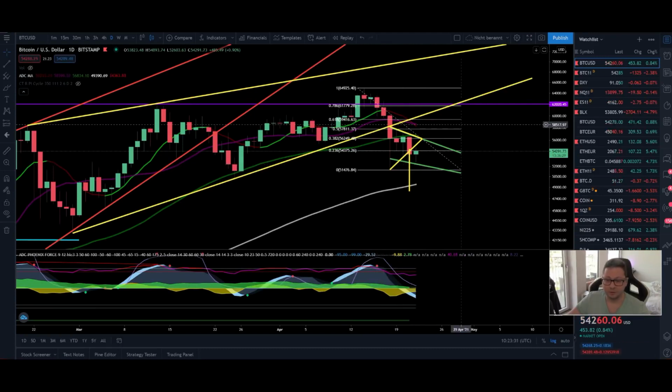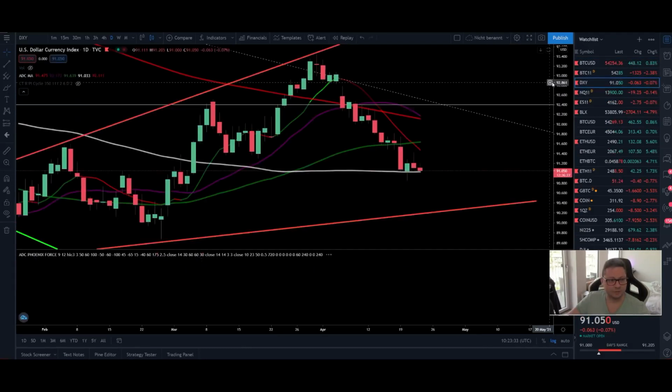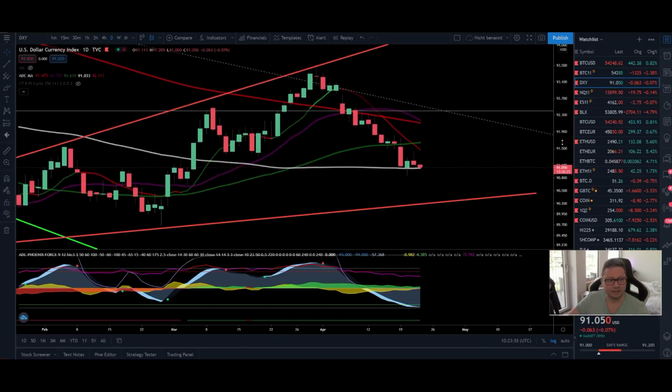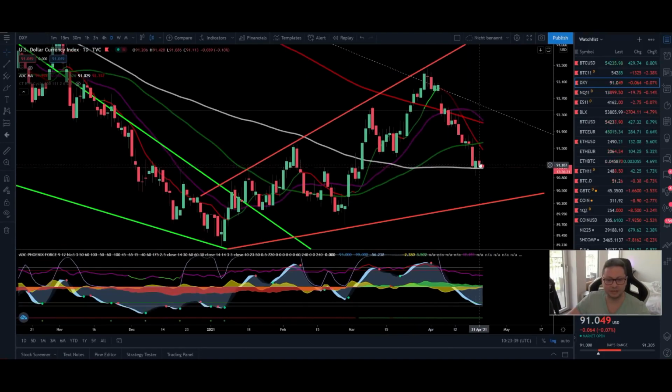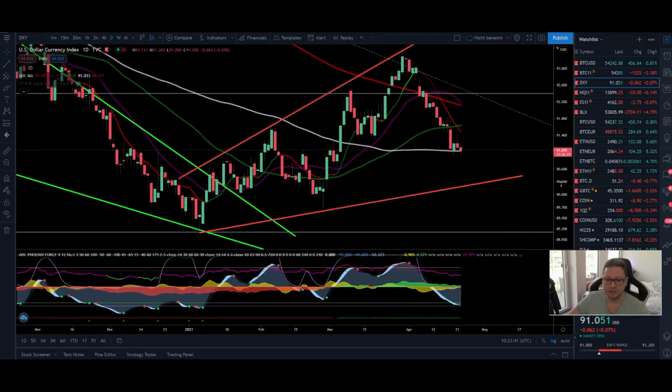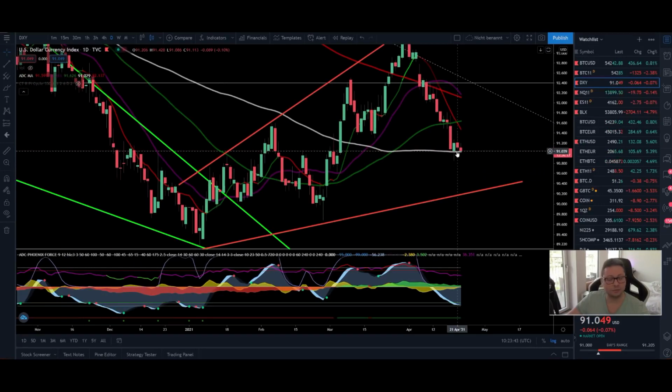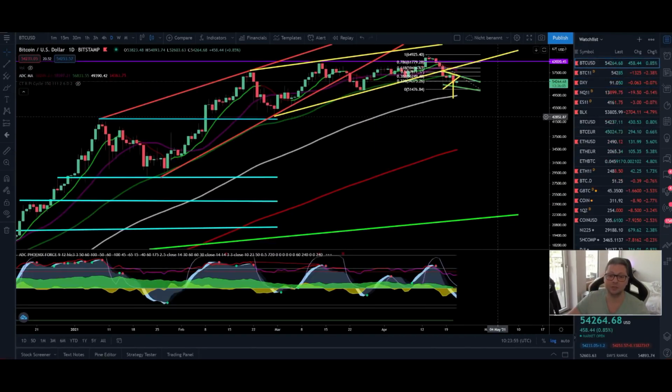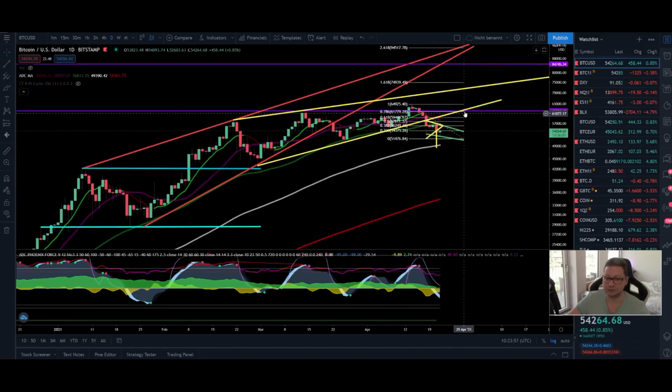So now let's have a look also into the DXY, because the DXY is again testing the 100 daily moving average. Yesterday we have seen a nice bounce from it, and right now we are coming back down to test this moving average. I think if we're gonna lose this important moving average here for the DXY, we're gonna go straight down towards $90, and that of course could be very much in favor for the crypto space, and then we could see in Bitcoin this pump towards $62,000 that we are expecting.